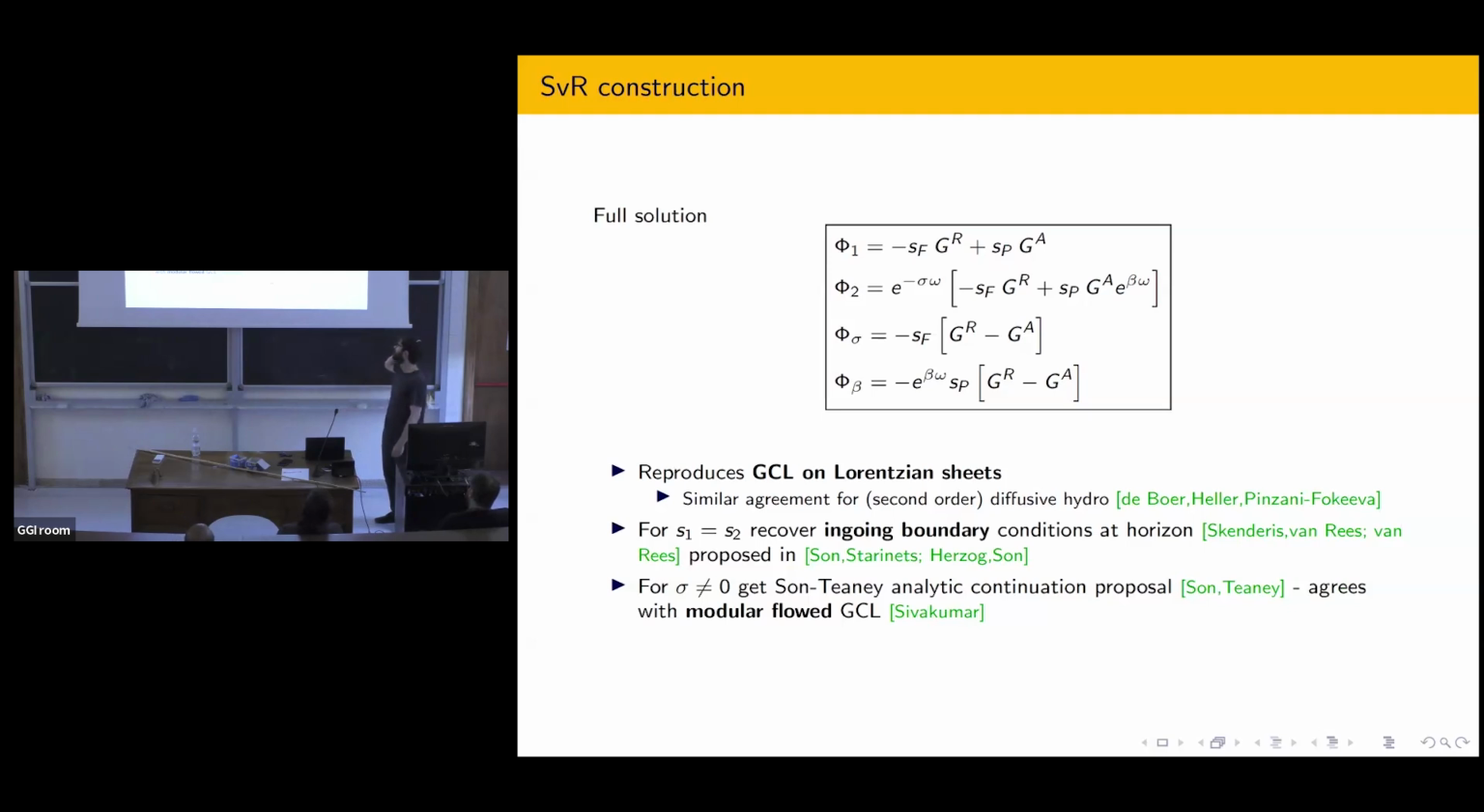And we can immediately see from here that if we set the two sources at the Lorentzian boundaries to be equal, then what remains is only the retarded Green's function, which corresponds to infalling boundary conditions at the horizon. And so we recover the older proposal by Son and Starinets. Also, a final thing to note is that this also agrees with some very recent constructions of the modular flowed GKP-W prescription. But I won't show how this works. It's just that this agrees for a general non-zero sigma.